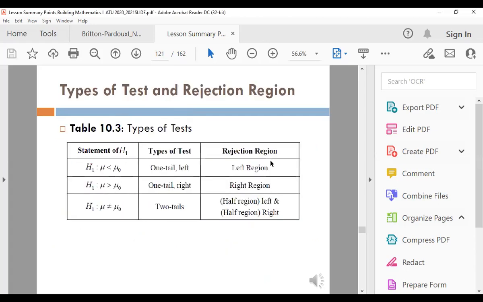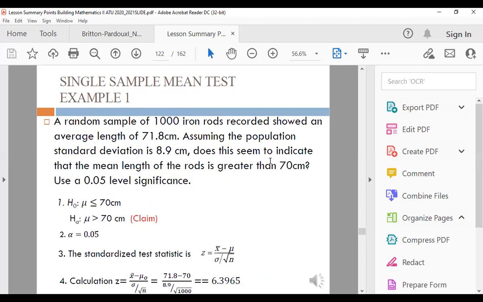So I think I've touched on this last week, having a left rejection and right rejection and two tail, which is good. So let's revisit the example we did last week. We will not be solving it though, but we just want to touch on the key test statistic point, which we are discussing in class today.